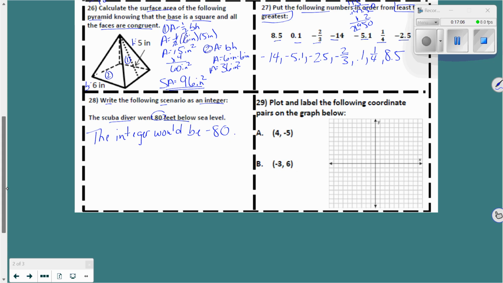Plot and label them. So 4, -5 means I start at origin. I'm going 4 to the right. 1, 2, 3, 4, 5 down. Then I make my dot. There's point A. Second one, -3 means I'm starting 3 to the left, going up 6. 1, 2, 3, 4, 5, 6. I make my dot. There is B. Some of you might need to turn your page to check that one. Let me know if you did it on the back side. Okay, we got one page left to go.